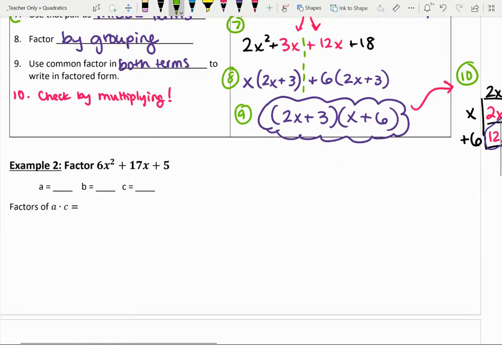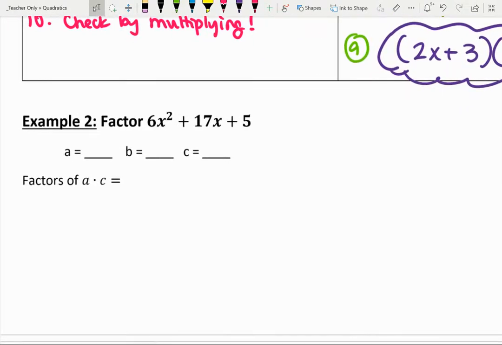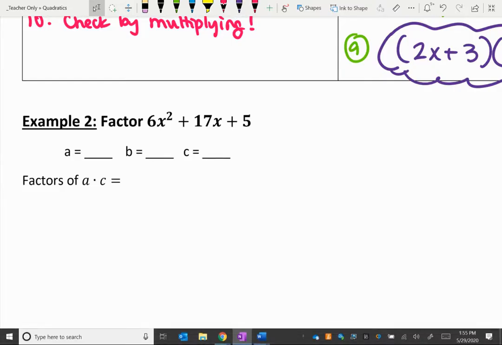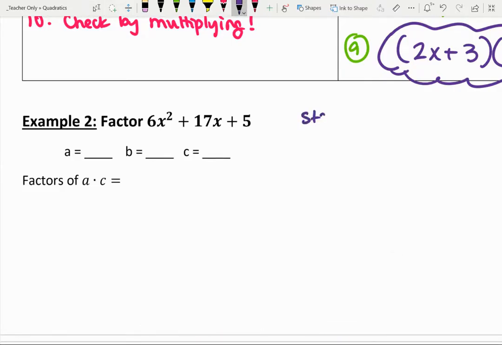So let's practice a little bit more. Example 2 is 6x squared plus 17x plus 5. First step, check to see if it's in standard form, which it is. So that's good. Second step is to check what the greatest common factor is. Our greatest common factor is equal to 1, which means we don't need to do anything else. So we're ready to identify our A, B, and C values. Our A value is 6, our B value is 17, and our C value is 5.